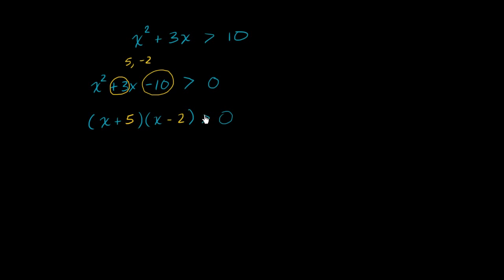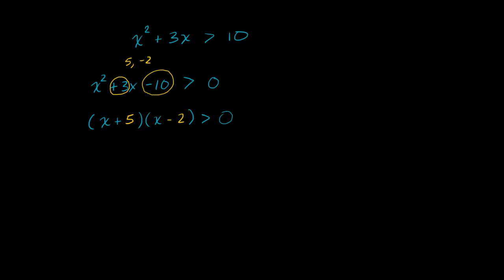Now, if this was an equality here, we would say, okay, how do we get this equal to 0? If either of these things were equal to 0, then this entire expression would be equal to 0, because 0 times anything is 0. But we don't have an equality here. We have a greater than symbol. So let's think about how we could reason through this.